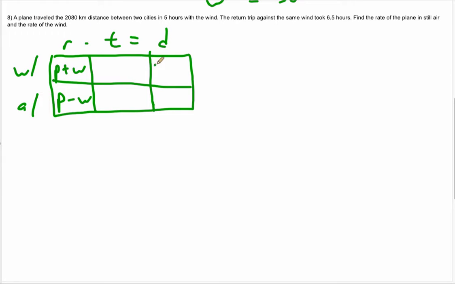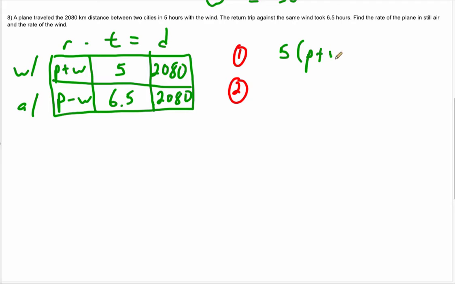A plane travels 2,080 kilometers between two cities in 5 hours with the wind, and then the return trip against took 6.5. Again, still the same two cities, so the distance remains. So our equations are equation 1, equation 2. We have 5 times (P plus W) equals 2,080, and 6.5 times (P minus W) equals 2,080.